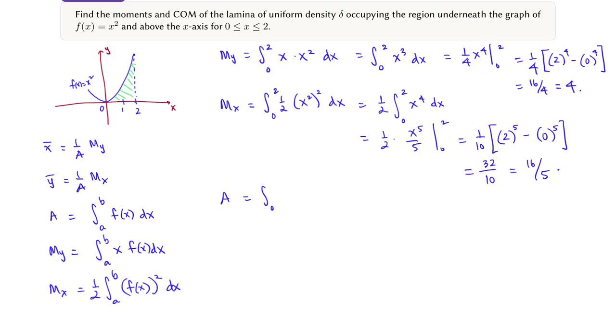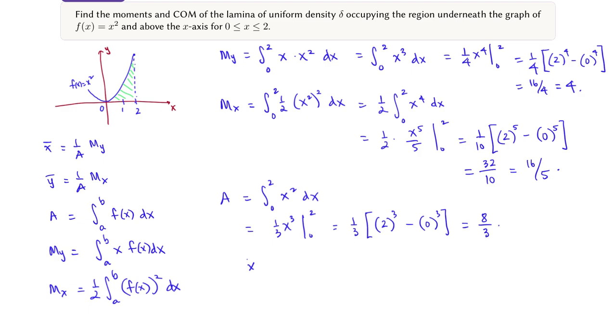Lastly, the area is the integral from 0 to 2 of f of x dx. The antiderivative of x squared is 1/3 x cubed. Evaluate from 0 to 2. We have 1/3 times 2 cubed minus 0 cubed. 2 to the 3rd power is 8. So the area is 8 over 3.